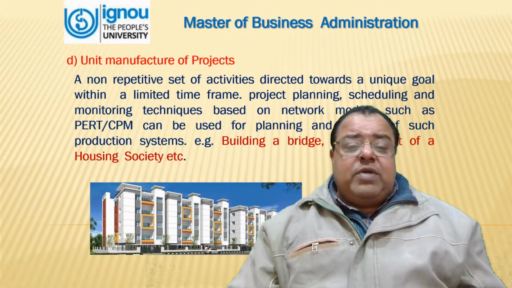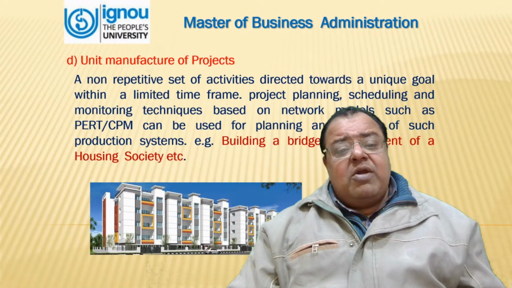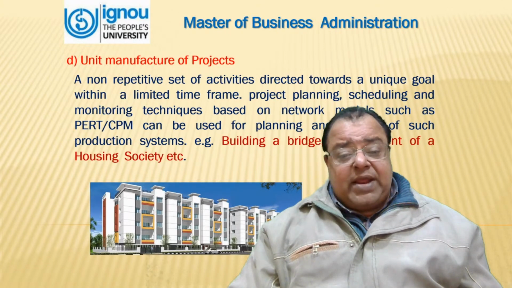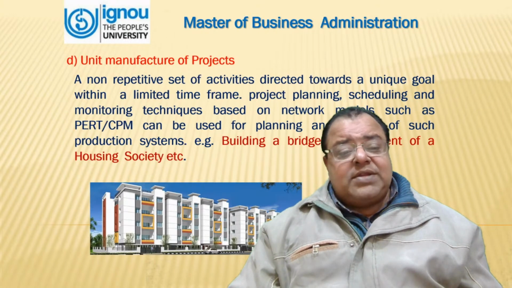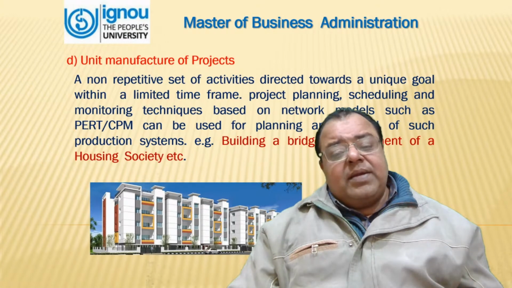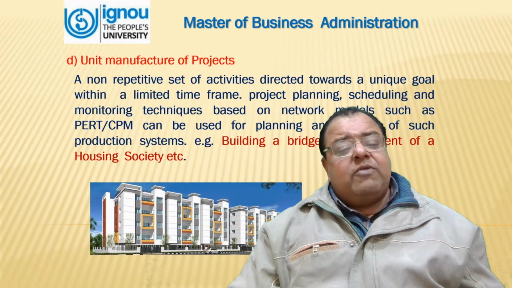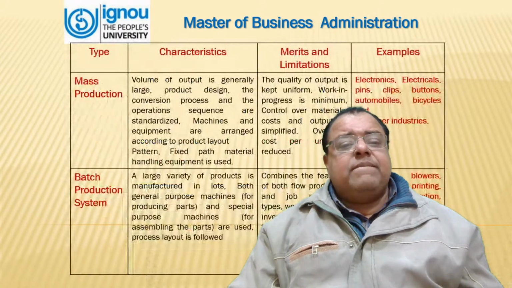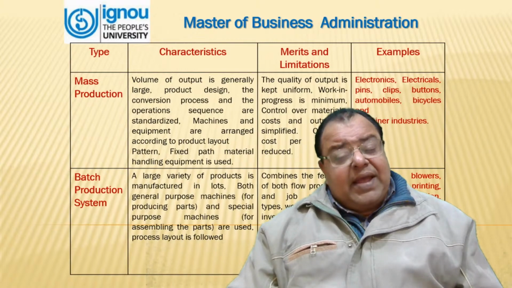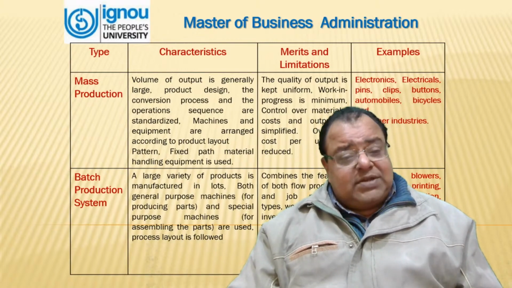The fourth one is unit manufacture or projects, a non-repetitive set of activities directed towards a unique goal within a limited time frame. Project planning, scheduling, and monitoring techniques based on network models such as PERT or CPM can be used for planning and control of such production systems. Examples are building a bridge and development of a housing society, etc.